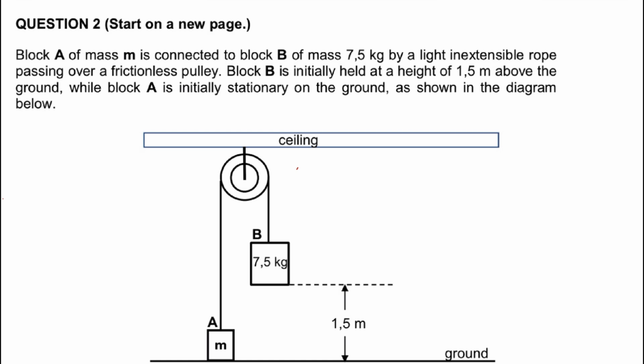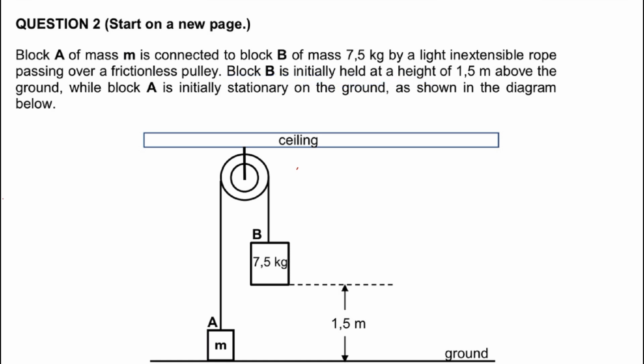Thank you. Guys, this is Newton's second law. It's a system. It's June 2023, a national paper. Let's cut the chase. Block A of mass M is connected with block B of mass 7.5 by a light inextensible string or rope passing over a frictionless pulley. Block B is initially held.